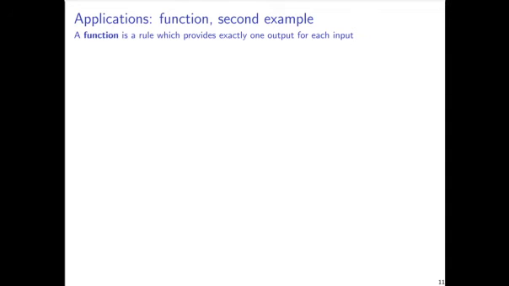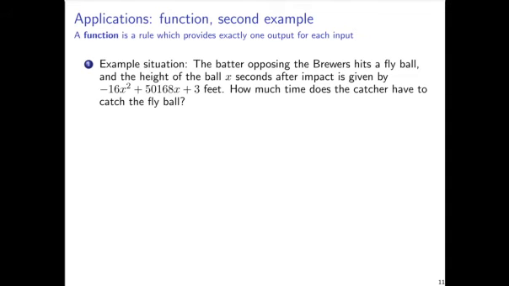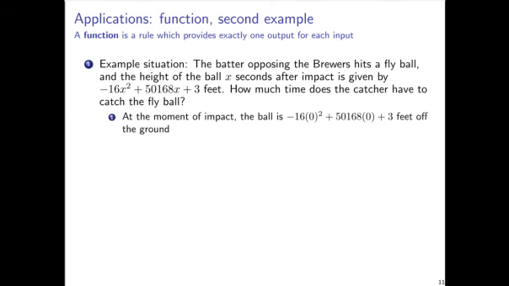Here's a second example. The batter opposing the Brewers hits a fly ball, and the height of the ball x seconds after impact is given by negative 16x squared plus 50,168x plus 3, in feet. Sorry for the strange numbers, like the 50,000, but this is actually realistic. I'm using real physics-based data for this. How much time does the catcher have to catch the fly ball? This kind of question can be answered.